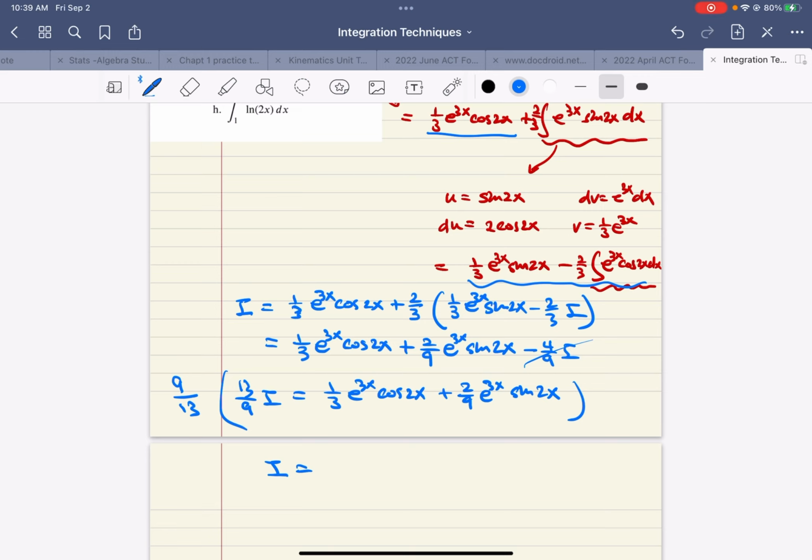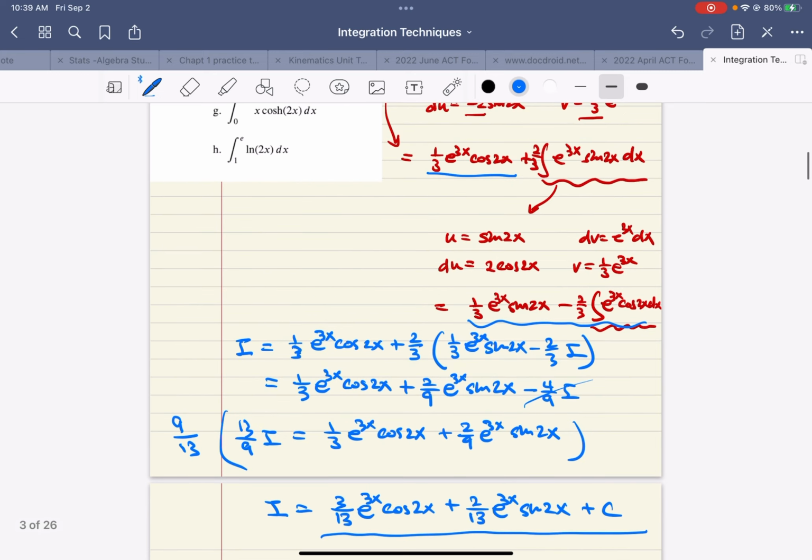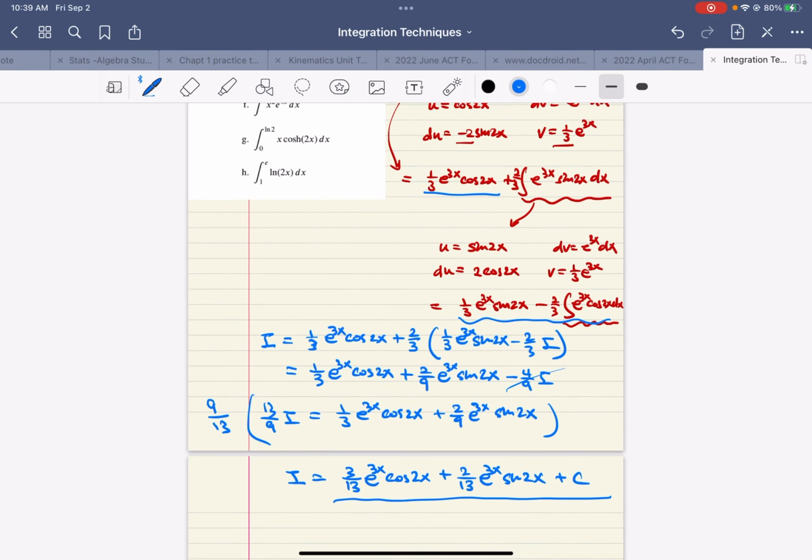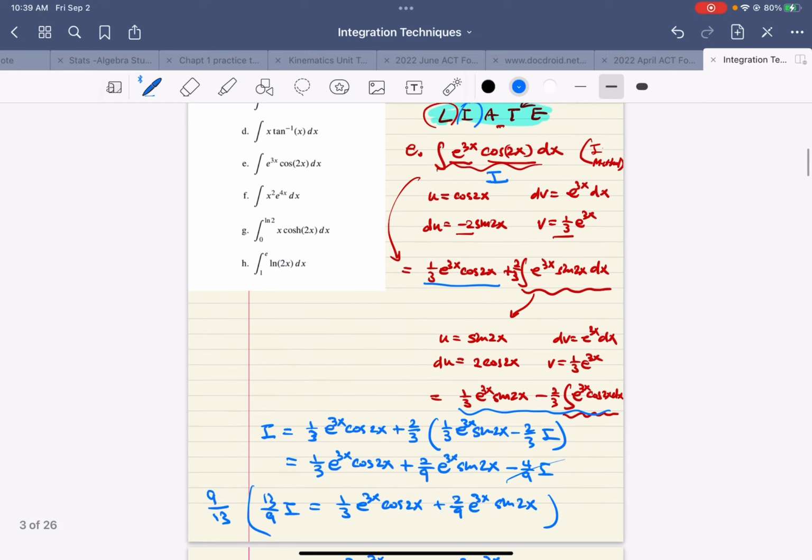So finally, for your I, you multiply by the reciprocal of 13/9, which is 9/13, on both sides. Then there will be 3/13 e to the 3x cosine 2x plus 2/13 e to the 3x sine 2x, but make sure you put plus c at the end. So that will be your final answer. It's a little more complicated. We call that one the I method. Now let's move on.